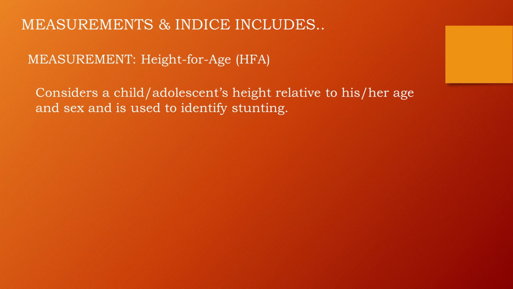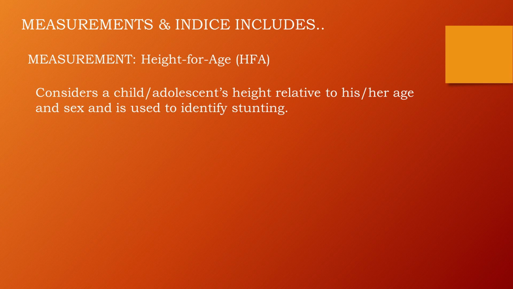So, the first thing is the measurement of height for age. Now, what does height for age mean? It considers the child or adolescent's height relative to his or her age as well as sex. This is very important: for any index which you use as a measurement, you have to see how you compare it. So, what does height for age consider? It considers the height of a child or adolescent as compared to his or her age and sex.